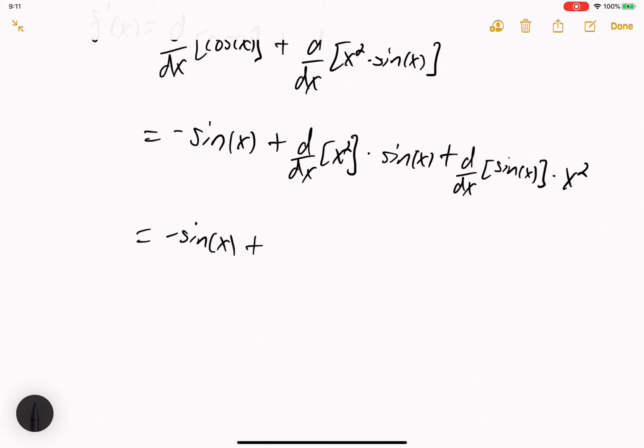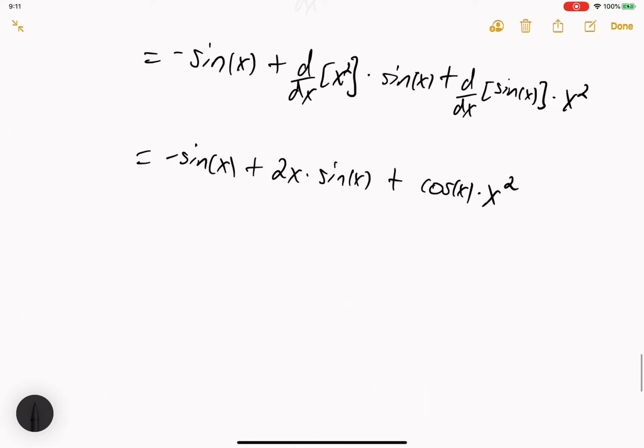All right, so the derivative of x squared is 2x, times sine of x. Then the derivative of sine of x is equal to negative cosine of x. Oh, no, not negative cosine. It's equal to just regular cosine of x. Then times x squared. So then let's just simplify now. Let's pull out some sines.